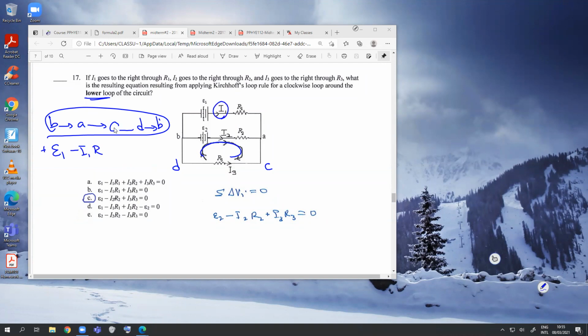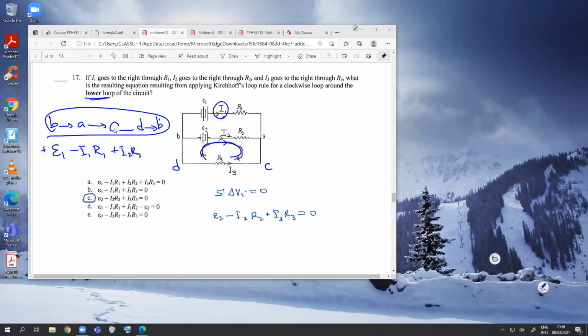I1, sorry, I read it wrong. Read it wrong. Okay, R1. Then you're going through R2. But when you are going through R2, you are going to the left, but the current is flowing to the right. You know the current flows from higher potential to lower potential, so that means you are moving from lower potential to higher potential. That's why it will be plus I2 R2.